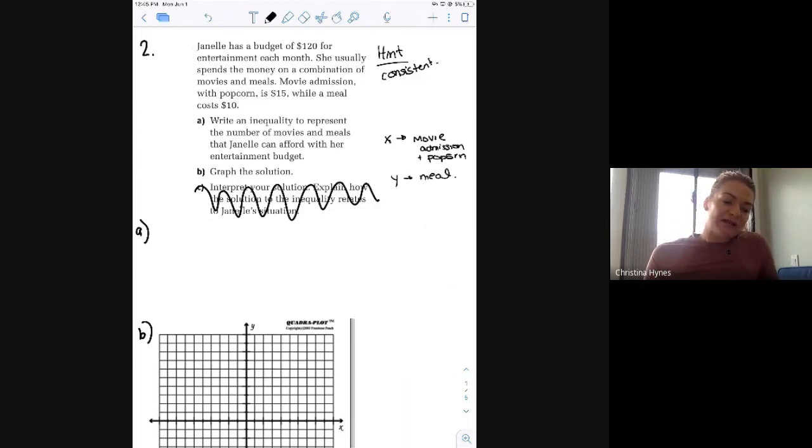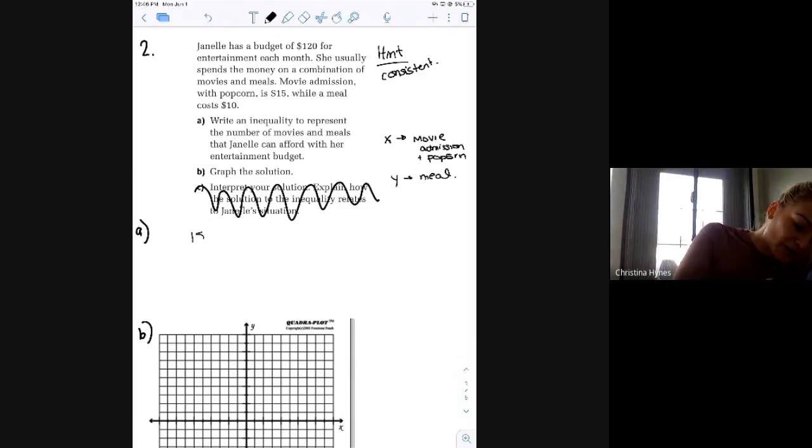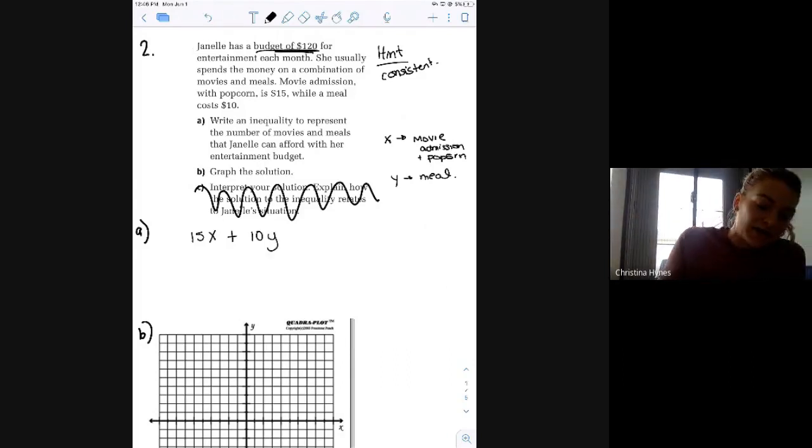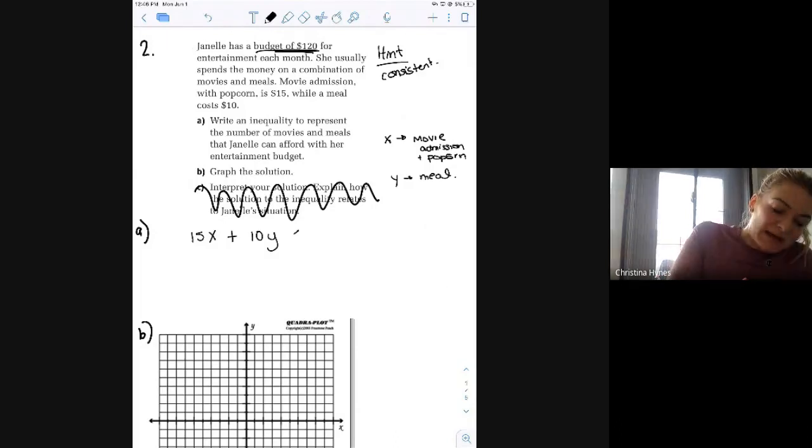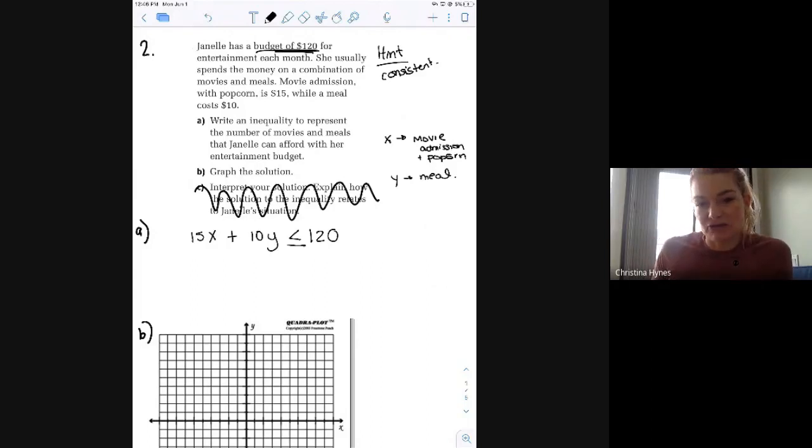We want to write an inequality to represent the number of movies and meals that Janelle can afford with her entertainment budget. Well, we know that we're going to be spending $15 per movie plus popcorn admission, plus we're going to be spending $10 per meal. And we know that she has a budget of $120. So we have to spend less than or equal to $120. We can actually spend $120, which is why I put the equal sign underneath that inequality sign. So less than or equal to 120 is what you're trying to write there for A. So that's your equation, okay?